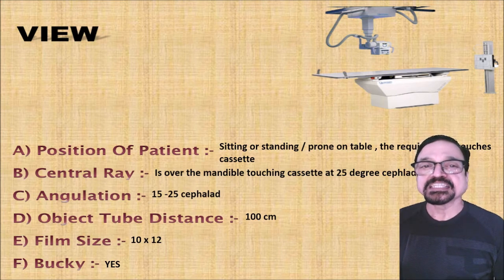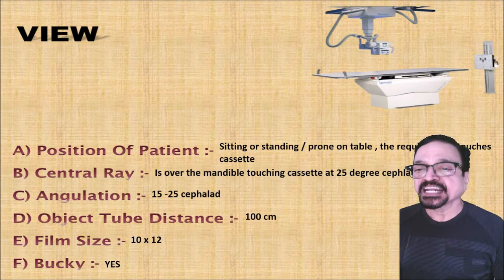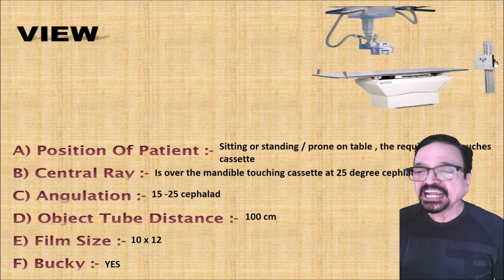The pathological side or area of interest side should touch the cassette. Then the central ray is over the mandible, touching the cassette, at 25 degrees cephalad. We are going to see it in more detail subsequently.